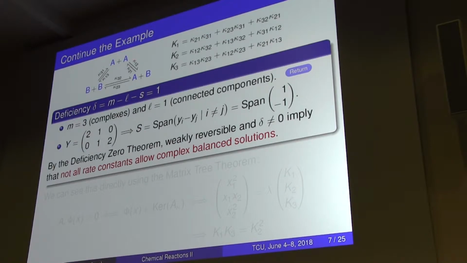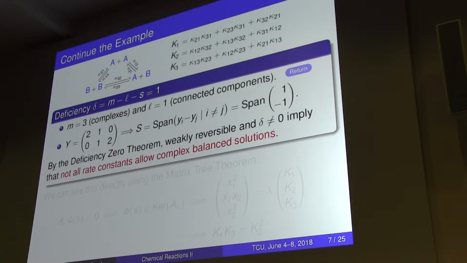The 2, 0 means the 2 A's, the 1, 1 means the A and the B, and the 0, 2 is the 2 B's. So I'm just taking all the possible differences, and what you get is the span of that vector, so that's one-dimensional. So I get 3 minus 1, which is 1. So notice I'm weakly reversible, but delta is non-zero, and by the deficiency 0 theorem, I can't be in the case where all rate constants give complex balanced solutions.